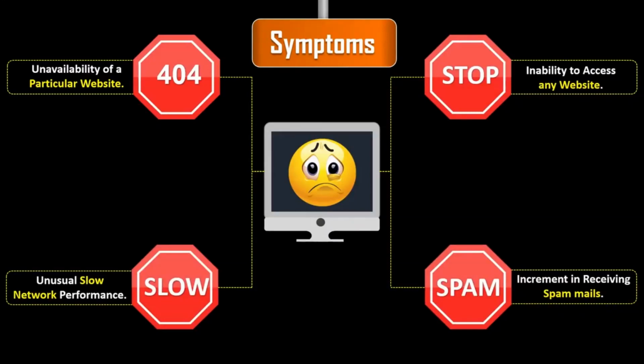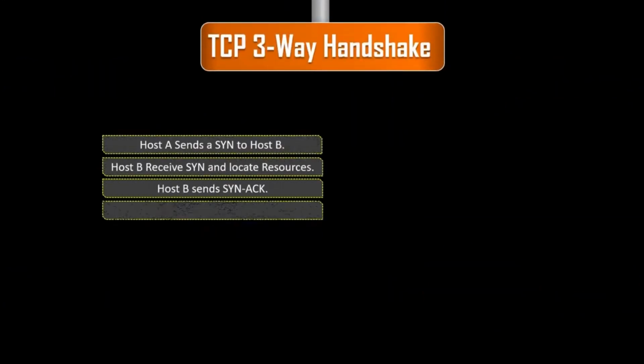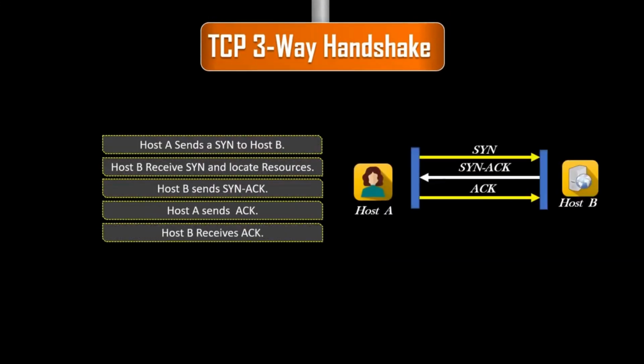So now let's look at the SYN flood attack. TCP has a three-way handshake. Host A sends a SYN to host B, host B receives it and allocates resources, host B sends an acknowledge, and host A sends an acknowledge back. So TCP has a three-way handshake.